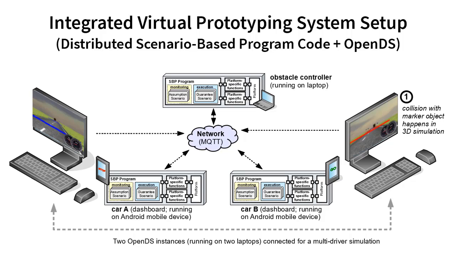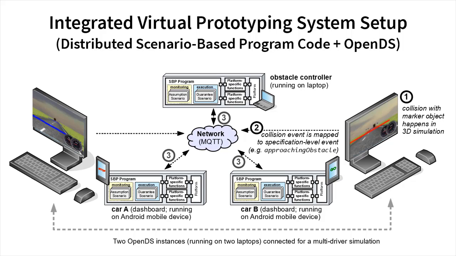For example, assume that in the 3D simulation, a car approaches an obstacle. This event is created when a car collides with a corresponding object that represents the position marker. In this case, the position marker is this red line on the screen. The collision event is mapped to a specification level event, for example, approach an obstacle, which is then shared with all other SBDP components in the network. Specification events that require showing stop or go signals to the drivers are implemented on the Android devices in such a way that simply stop or go labels are shown on the screen.